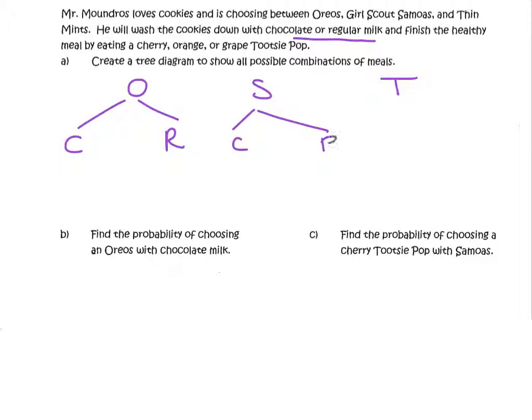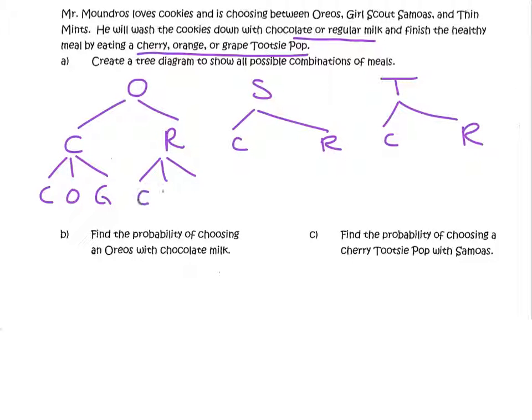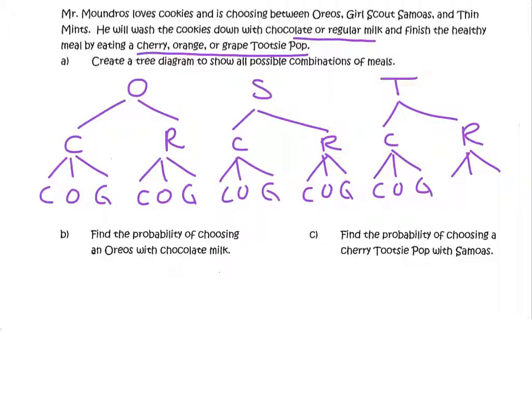Chocolate, regular. And he can eat a cherry, orange, or grape Tootsie Pop. Cherry, orange, grape. Oops, sorry, that should be a G.